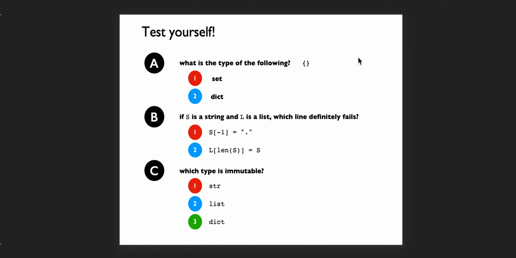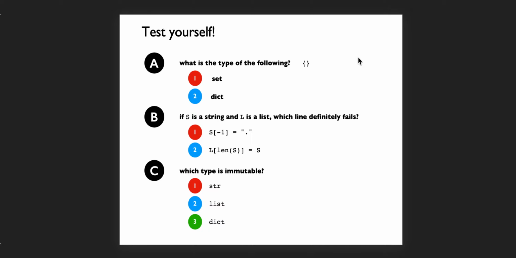Recall that if you want to initialize an empty set in Python, you need to actually call the set function, which is going to instantiate an empty set for you. And if you just initialize a new variable with empty curly braces, that's going to create a dictionary.